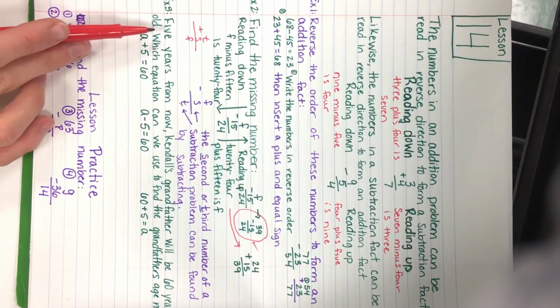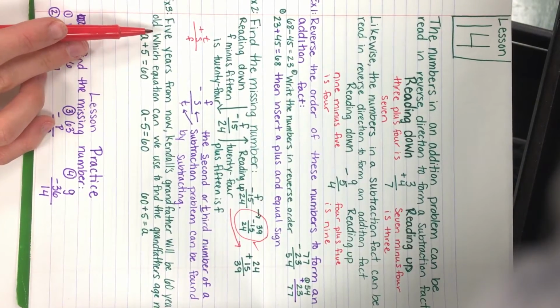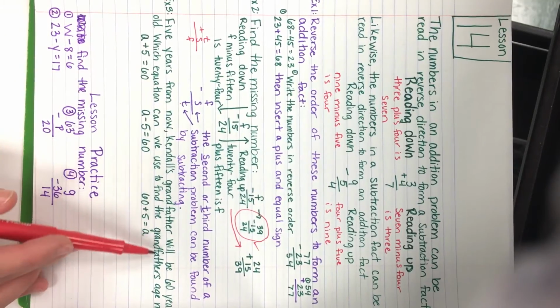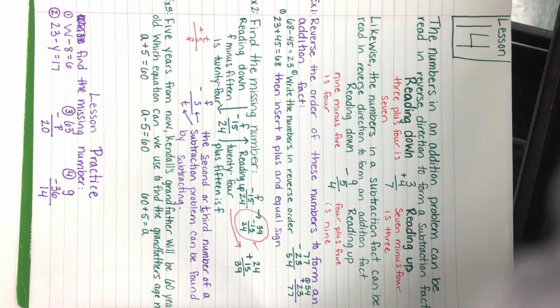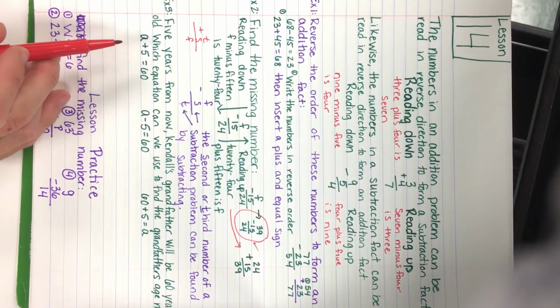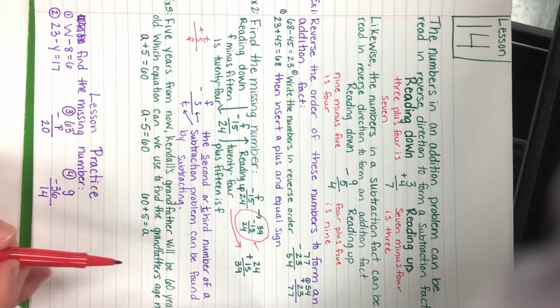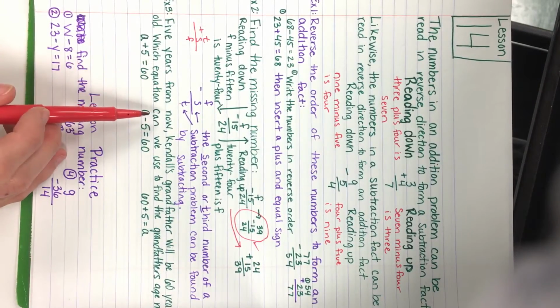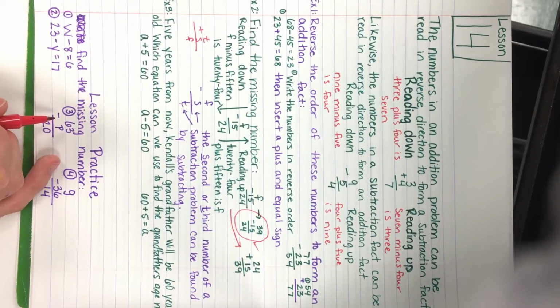All right, here's your third example. 5 years from now, Kendall's grandfather will be 60 years old. Which equation can we make to find his age now? So we know that Kendall's grandfather is less than 60 years old now because he will be 60 years old. We need to solve each problem to find the answer that is reasonable.